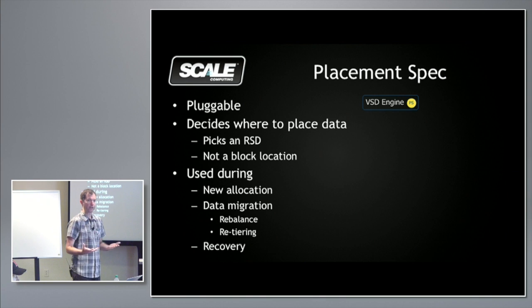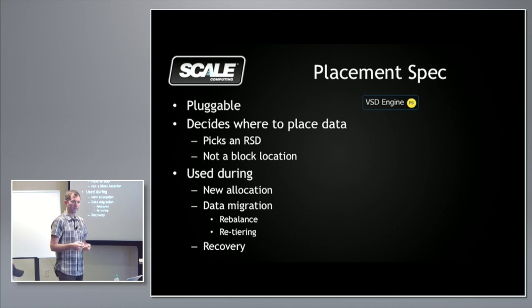We also have another placement spec that actually chooses RSDs based on the current utilization of RSDs. That's important if you're adding another node to your cluster. Now you have all these empty disks, and you want to maybe bias your placements to those empty disks, just so you can start to balance things out a little bit. And then with the journal and with our Flash-based offerings coming up, we have placement specs that are based on the relative heat of particular blocks.